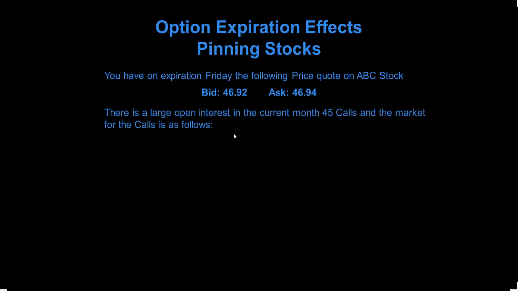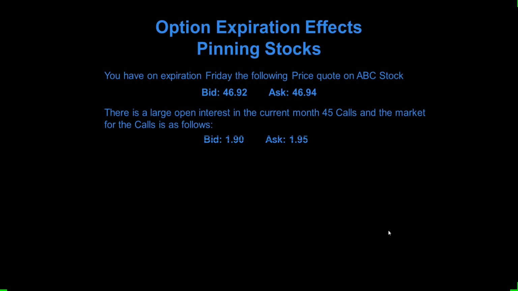There's a large open interest in the current month 45 calls. That's what you are, you're 45. So if you've got a 45 call, this thing's getting ready to expire right away. So that means if you're a 45 call and you've got a bid of $46.92 or $46.94, at a minimum you got $1.92 or $1.94, right? Just like that. And the strike price is 45 right there. So this is the intrinsic value you got in that option contract.